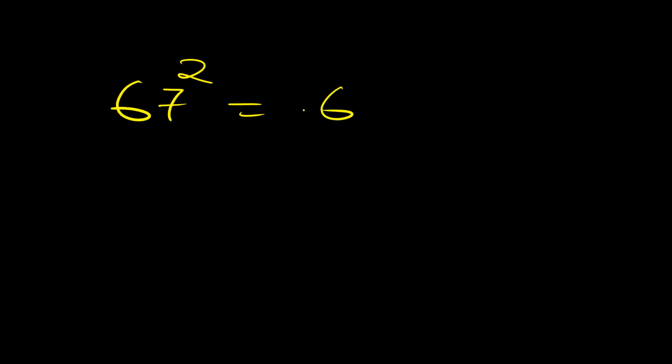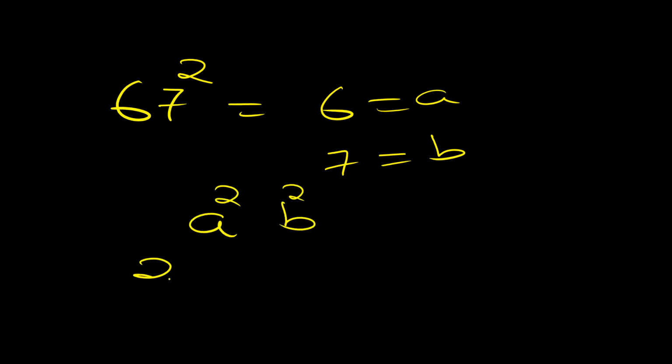So 6 is equal to A and 7 is going to be B. That's it. So now my formula is nothing but A square, B square, and 2AB. So this is how I'm going to write it.